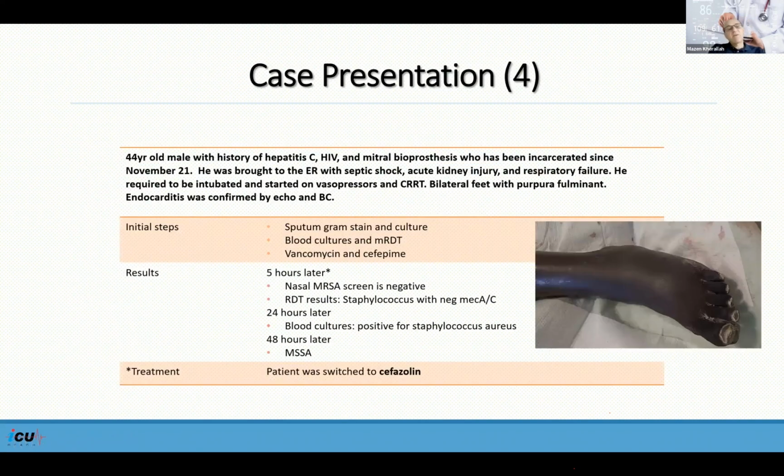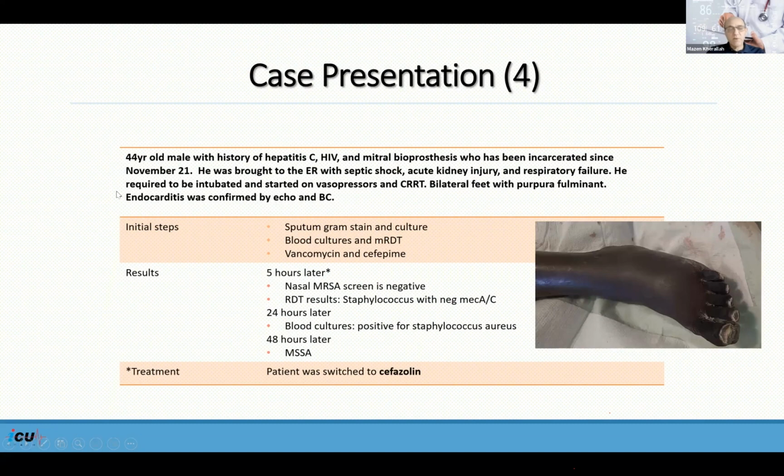The last case that I have is a 44-year-old with a history of hepatitis C, HIV, and mitral bioprosthesis, who has been incarcerated, came to the ER with septic shock, acute kidney injury, and respiratory failure, required to be intubated, placed on vasopressors, also CRRT. You can see the purpura fulminans bilaterally on the feet. Later on, we diagnosed endocarditis, and that was confirmed by echo and blood cultures.